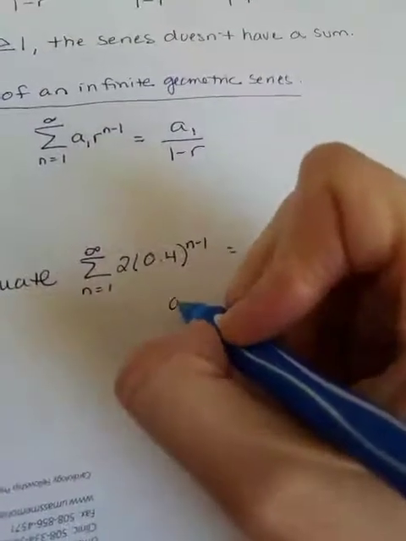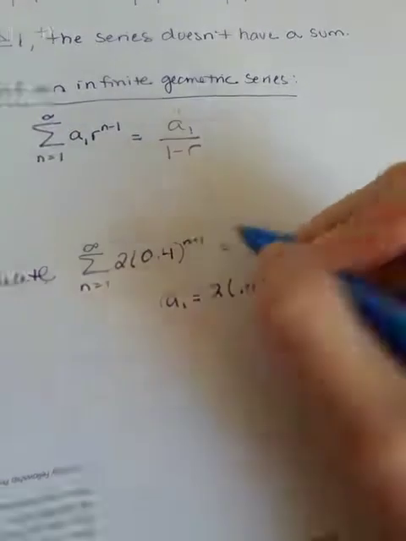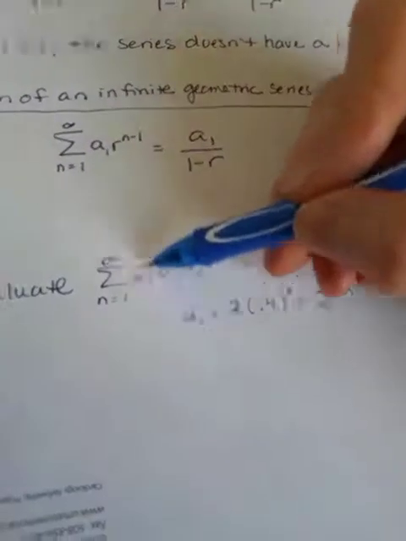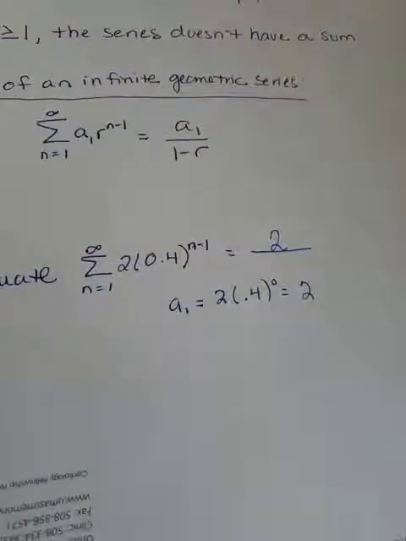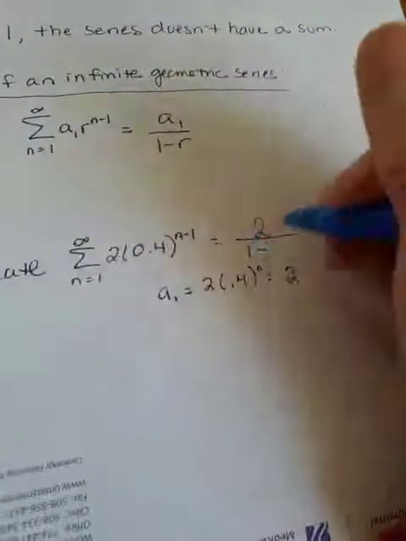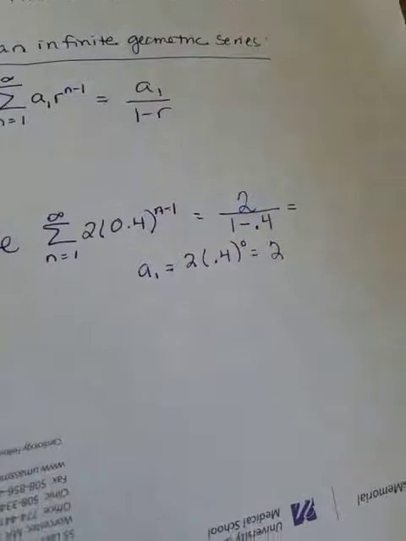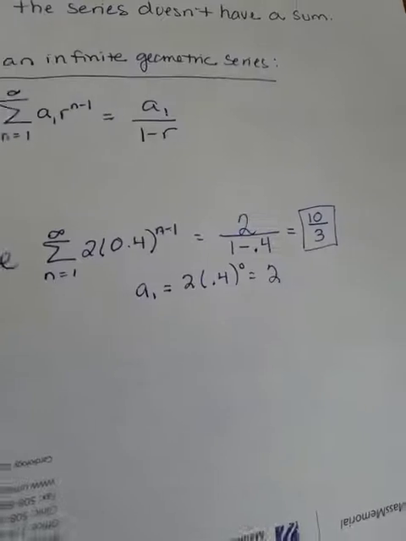In this case, your a sub 1, if you want me to prove it, is 2 times 0.4 to the 0, because it's 1 minus 1, which is going to be 2. Because it fits that mold, your a sub 1 is 2, which was a little different than the setup in 5. So we have 2 divided by 1 minus r, and your r in this case is 0.4. I know you have a decimal in the denominator, but we want to leave these as fractions. You will get 10 thirds.